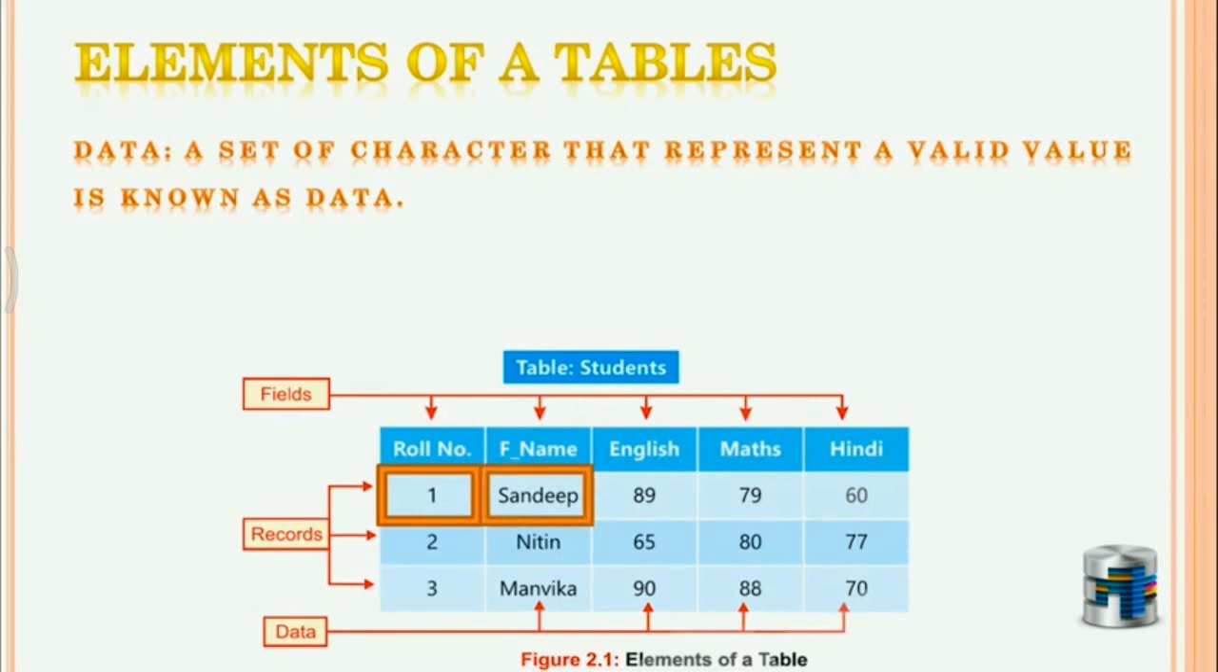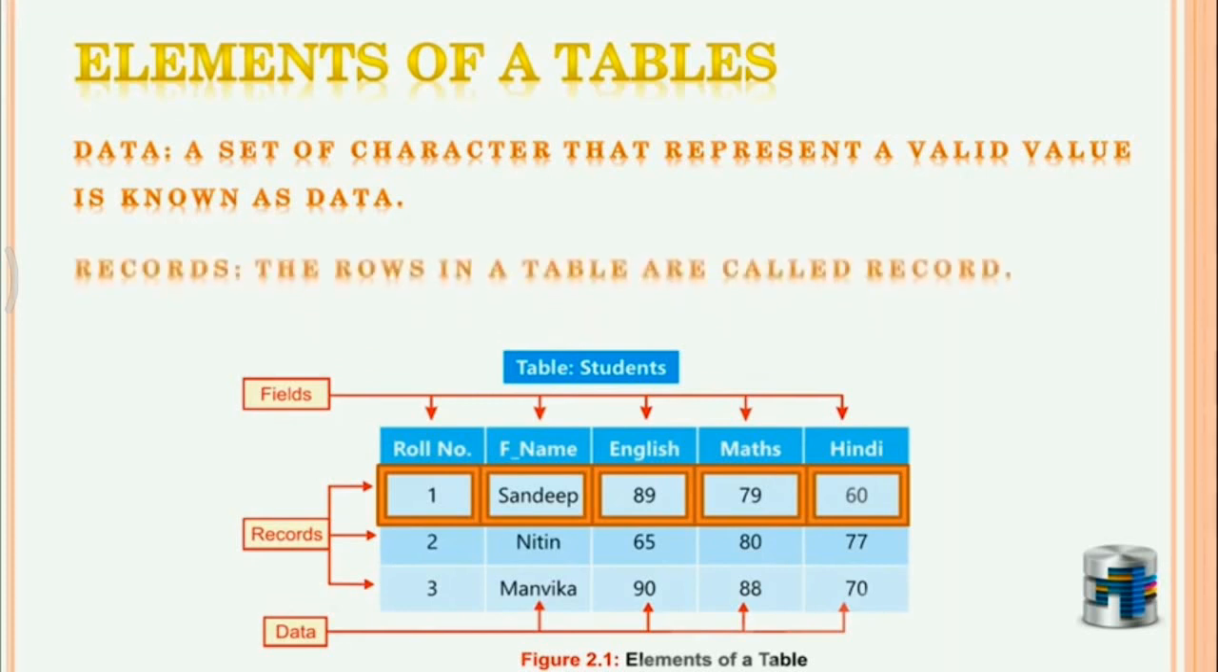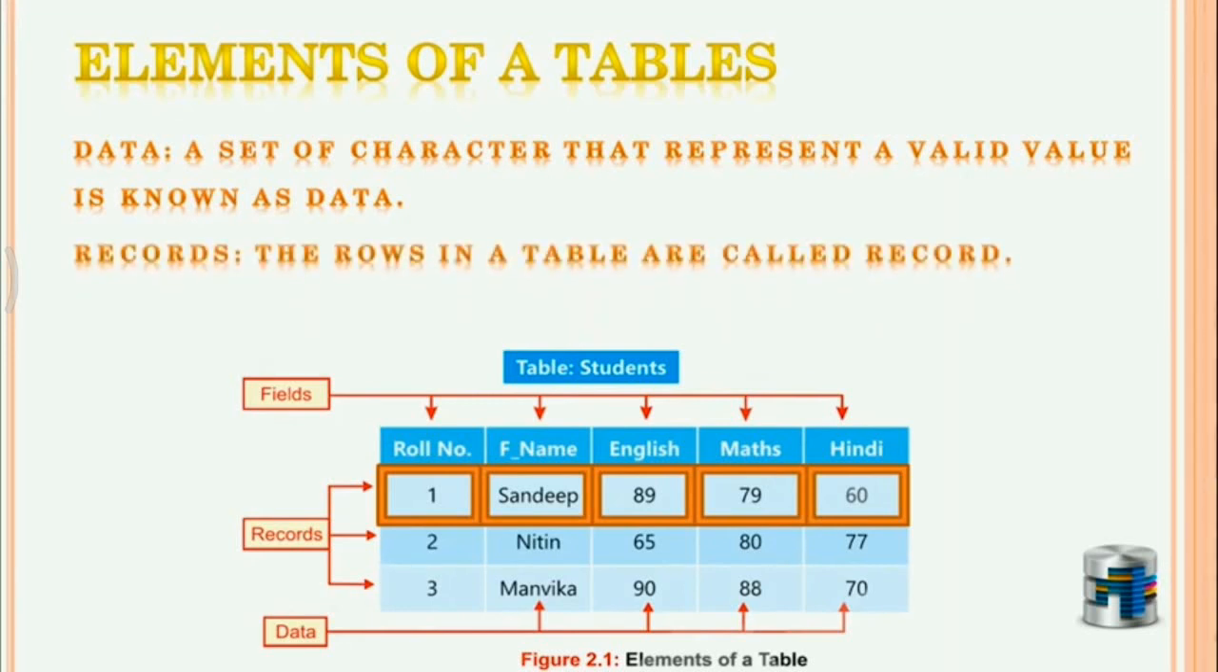A row in a table means number 1, Sandeep, then 89, 79, 60. So a row in a table is known as a record or tuple. Understood this? A tuple refers to a single entry in the table. It contains data on two or more fields and contains information about a single entity in a database. Understood this?